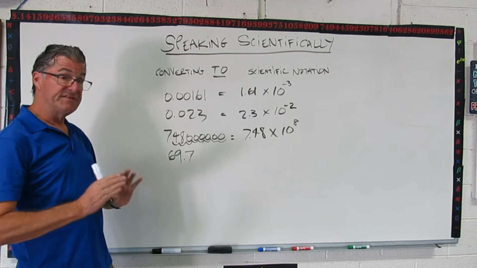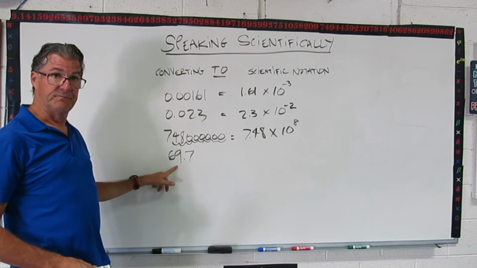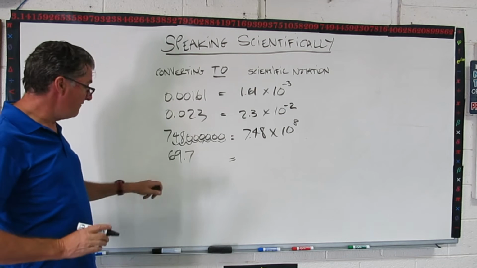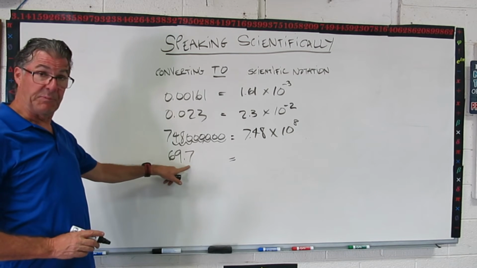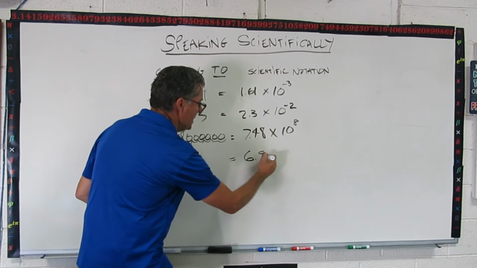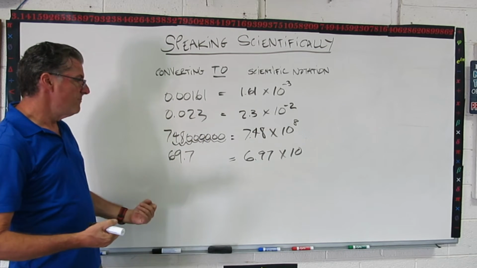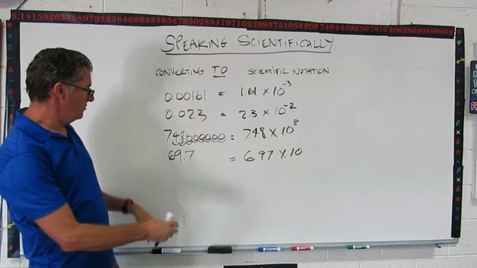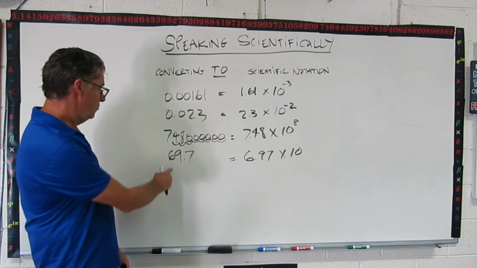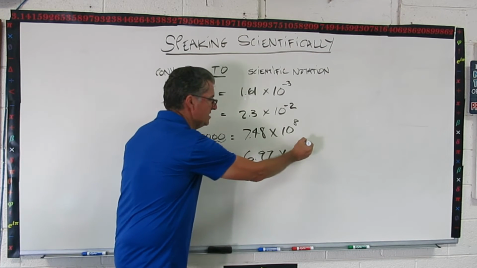Okay, now pause the video and see if you can put this number into scientific notation. Okay, this one's pretty straightforward. 69.7, that's pretty close, just not quite, because we need to be 6.97 times 10 to the something. Now, how many decimal places did we need to go from here to there? It's just 1. We're 69.7, this is 6.97. So that's going to be times 10 to the 1.